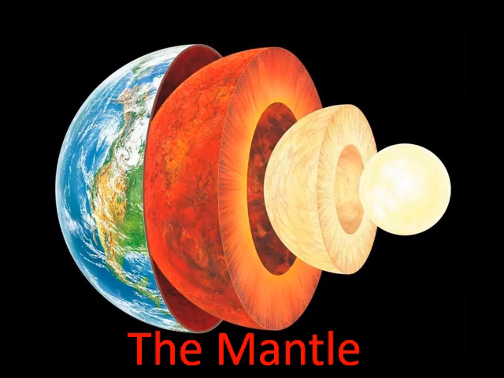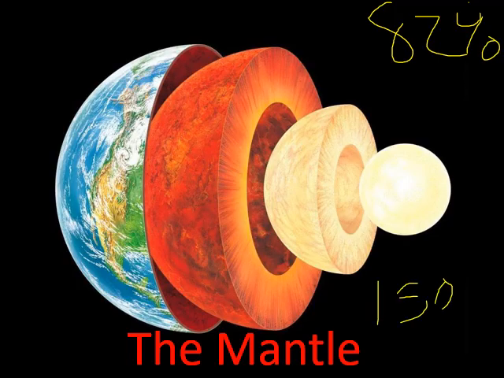So let's start talking about the mantle. The mantle is the layer that is between the crust and the core. It is 82% of the Earth's mass and volume. So it's the biggest part. It is about 1,500 miles thick.